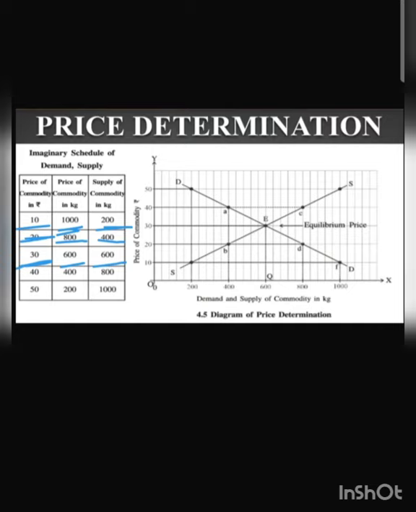So they are quite balanced over here. Whatever the demand is of the particular product in the market, the supply is also of that particular product, that much only. So we can say it is quite an equilibrium price, and that price can be determined on the basis of that.